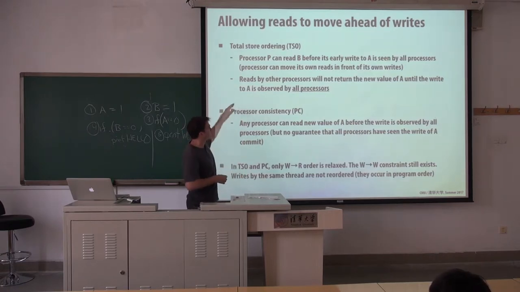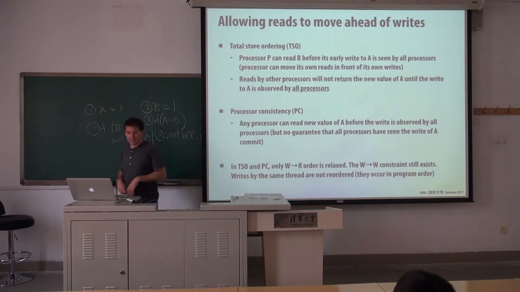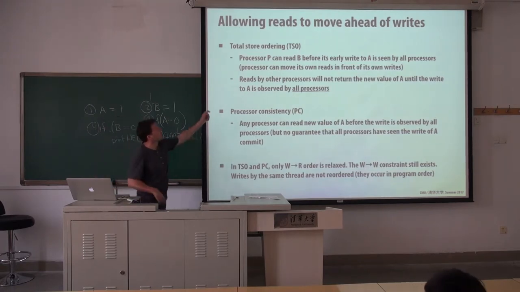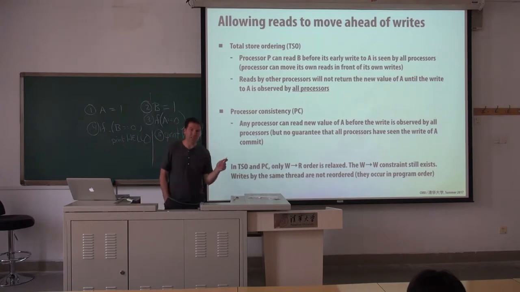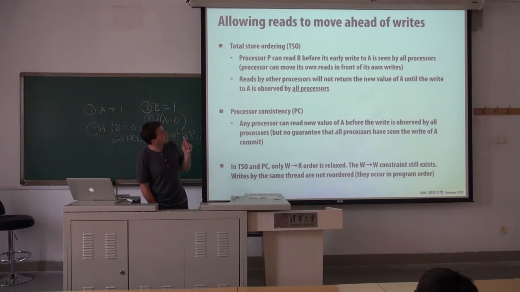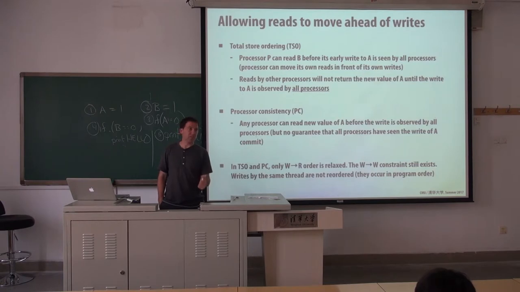And the names of these things are here. The first one is called TSO, Total Store Ordering. This is close to what a modern x86 chip does, very close. A processor can read B before its earlier write to A has committed. So I can start executing the next instruction before all the other processors know that I've done the write.